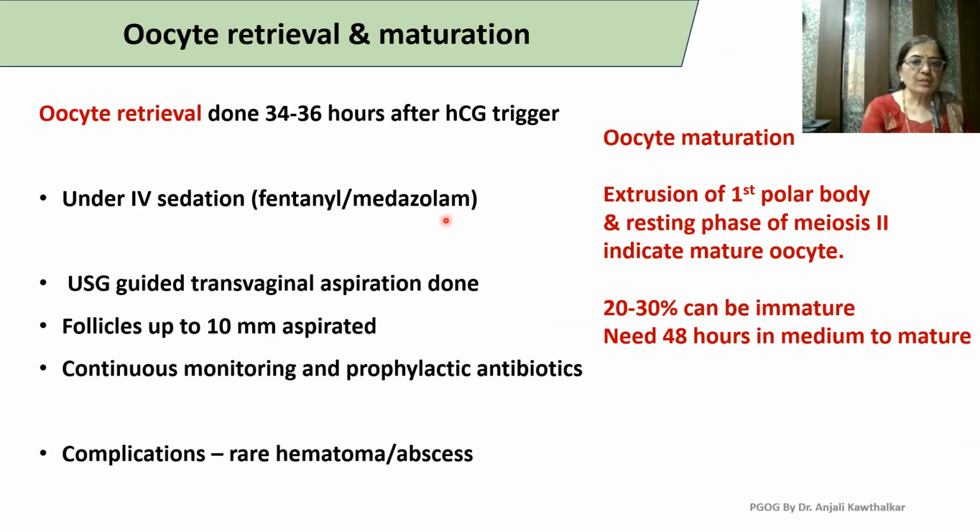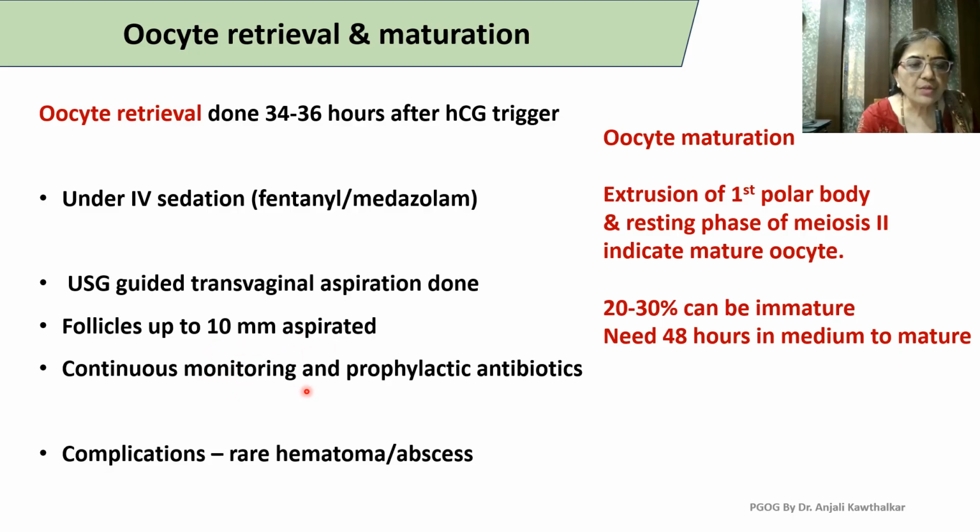Now, after ovarian stimulation, we come to the next step, that is oocyte retrieval and oocyte maturation. Retrieval is done 34 to 36 hours after this hCG trigger or GnRH agonist trigger. It is done under IV sedation, fentanyl or midazolam is used. USG guided transvaginal aspiration is done. Follicles up to 10 millimeters are aspirated.